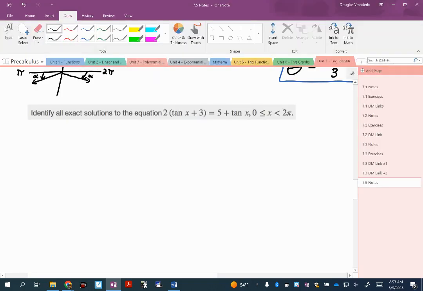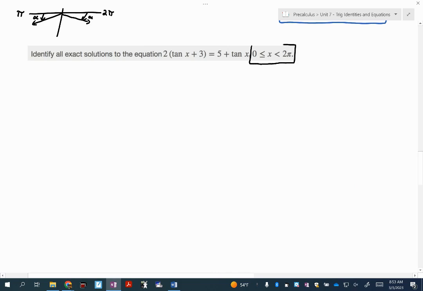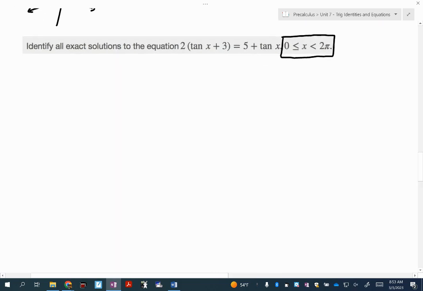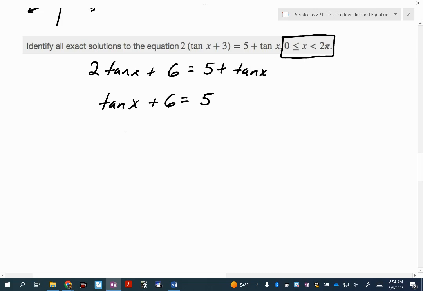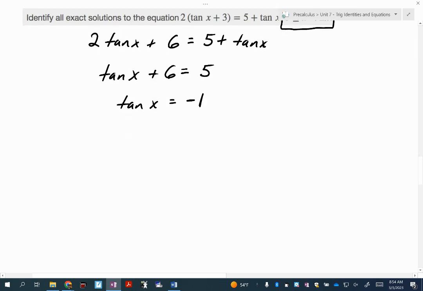Again, we've got all solutions, but it does give us values in between certain numbers. So that's nice. I don't need to worry about doing the plus or minus k or pi k. So let's distribute the 2. We get 2 times the tangent of x plus 6 equals 5 plus the tangent of x. I'm going to move the tangent of x over and subtract 2 tangent of x minus 1 tangent of x to get tangent of x. Then I'm going to move the 6 over with subtraction. So 5 minus 6 is negative 1.